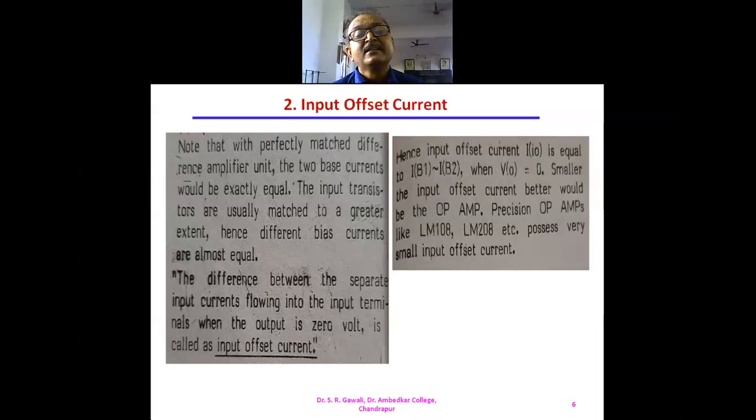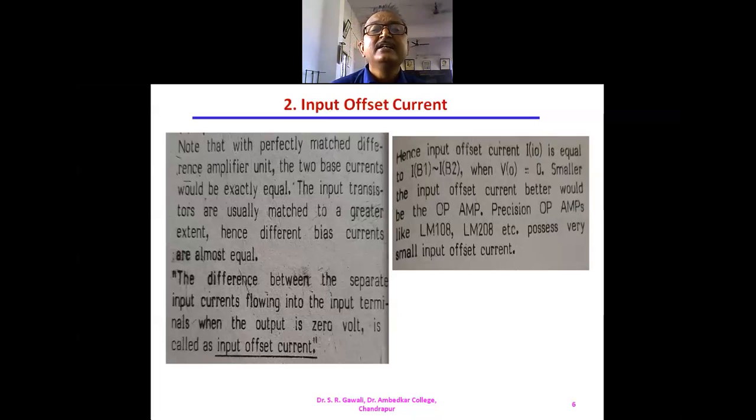It is the difference. And perfectly matched circuit के लिए क्या रहेगा? IB1 is equal to IB2. And input offset current IIO is equal to IB1 minus IB2 when VO is equal to 0. Smaller the input offset current, better will be the operational amplifier. So for the ideal operational amplifier, the input offset current should be as small as possible. Ideally it should be the 0.